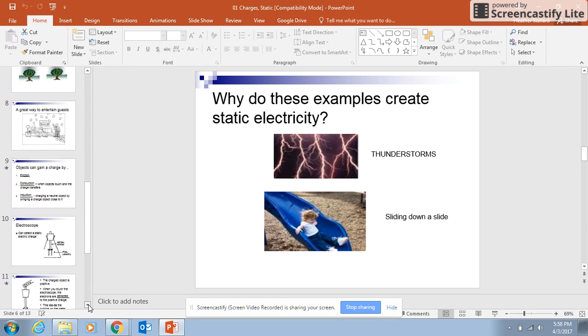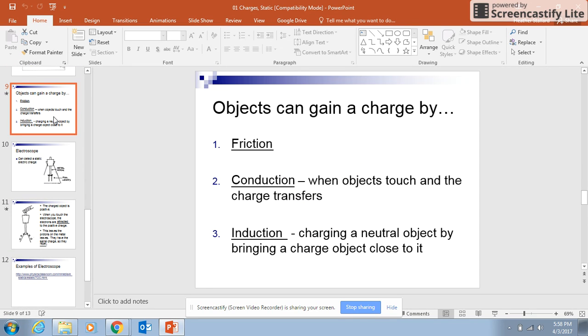All right, and then finally, let's talk about how objects can gain a charge. There are three different ways that objects can gain a charge. They can gain it through friction. Of course, that's what we just talked about, so that opposing of the motion can transfer those charges. But there are two other ways: conduction and induction. Conduction is when the objects touch and the charge transfers, and induction is charging a neutral object by bringing a charged object close to it.